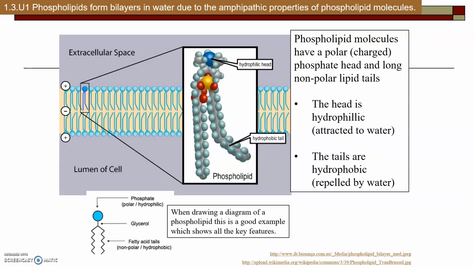As you know, the polar regions are going to orient outwards because they are going to be in contact with water. The nonpolar fatty acid tails will point inwards towards each other, so they are somewhat insulated from the watery cytoplasm of the cell and the watery extracellular space around the outside of the cell.